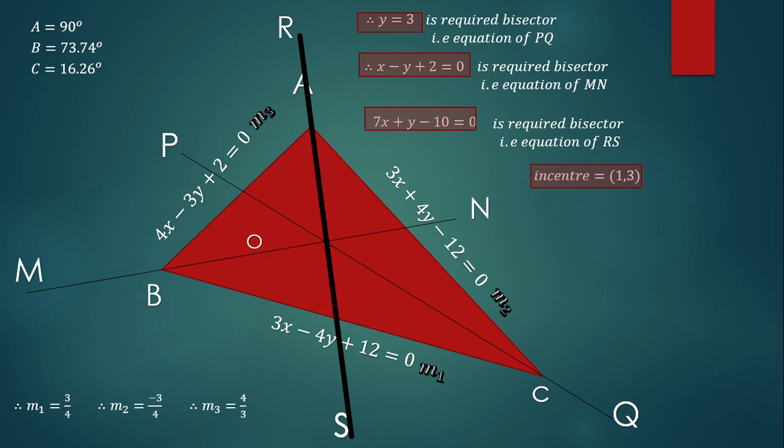So this is another idea or another method to find out the equation of the bisector of any given two equations. I hope you understand this method also, and if you have any query you can comment also.